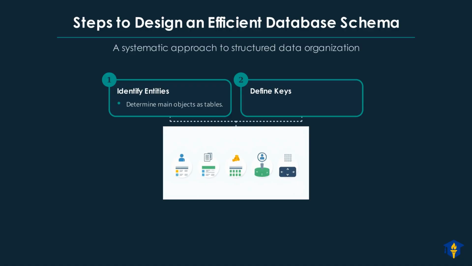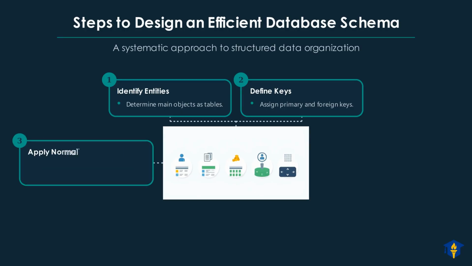Next, you need to define keys, which are critical for table relationships. This involves assigning appropriate primary and foreign keys to your tables. Then, you apply normalization to optimize your database structure for efficiency. You minimize redundancy by using first normal form, second normal form, and third normal form.